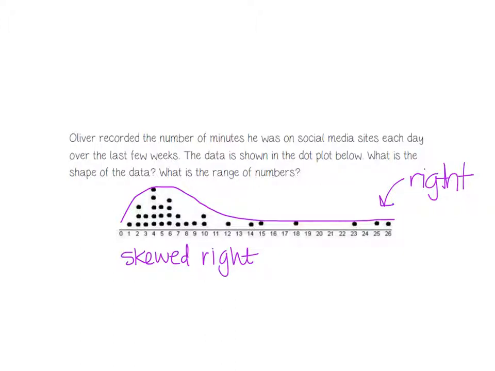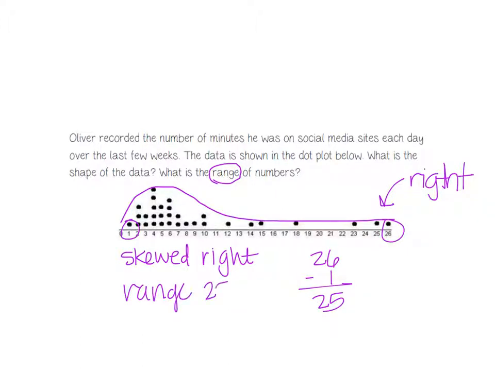So now it's asking me for the range. The range is my highest number, 26, minus my lowest number, 1. Now that's pretty easy math. My range is 25. So our data is skewed right based on the picture. Our range is 25.